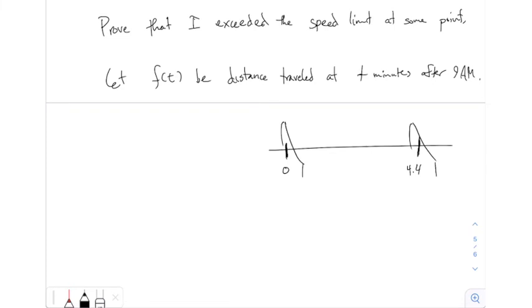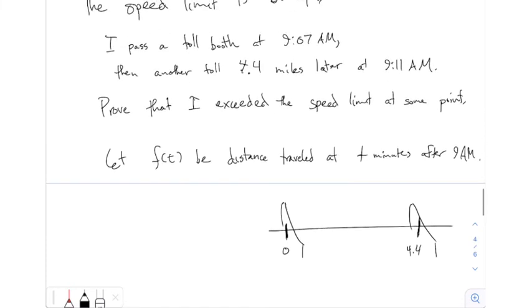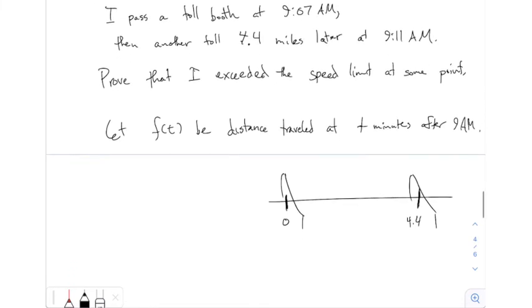And so the information that I've given here: I pass one toll booth at 9:07 a.m. So 9:07 a.m. This means that f of 7 is 0, because I'm counting the times in terms of minutes after 9 a.m. So the time that I passed that first toll booth is time 7, and my distance counts as 0, because I'm calling this distance 0.